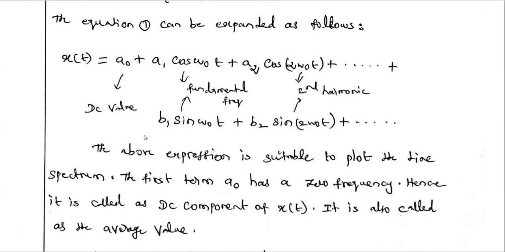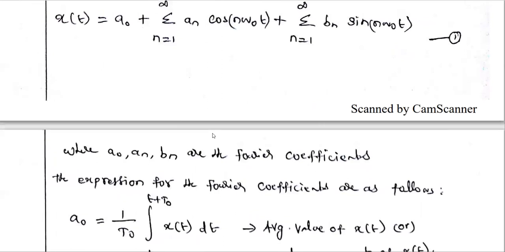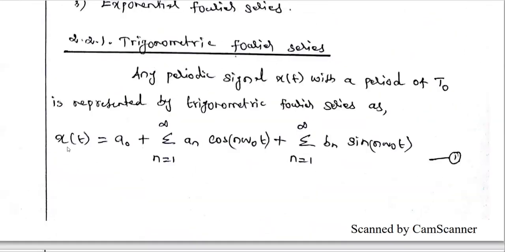So this representation is said to be the trigonometric Fourier series representation. Trigonometric means any signal x of t can be expressed as a cosine term and a sine term: a naught plus summation n equal to 1 to infinity an cos n omega naught t plus summation bn sin n omega naught t. It is said to be the trigonometric Fourier series.